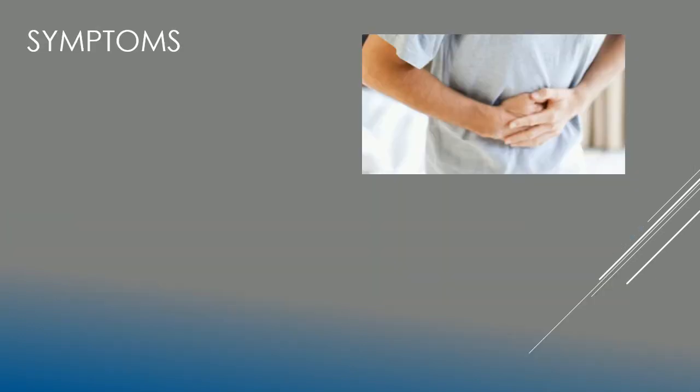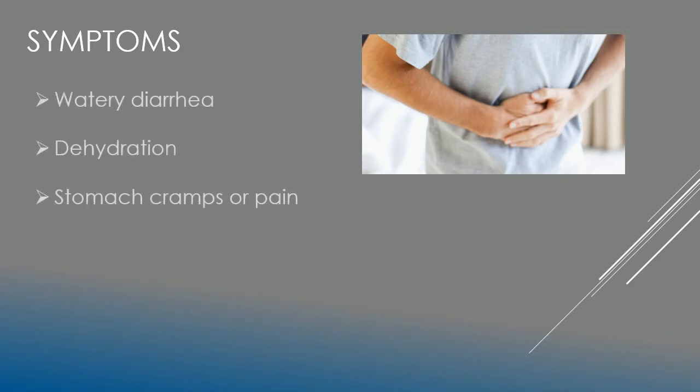The first signs and symptoms of Cryptosporidium infection usually appear within a week after infection, and most often include watery diarrhea, dehydration, and stomach cramps or pain. The only way to know if you have crypto is to be tested via stool sample.